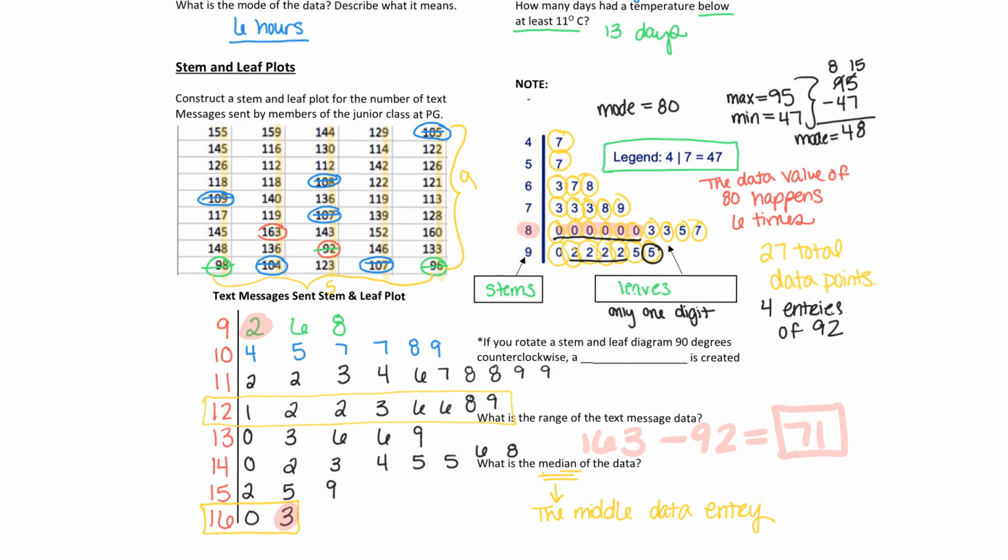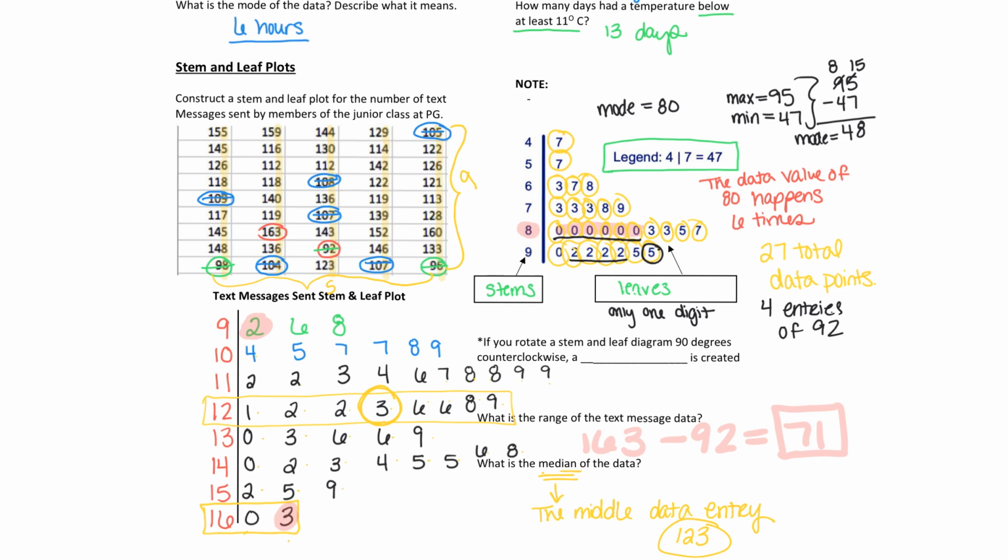I'm going to count from 92 and count those leaves till I get to 23. So we've got 1, 2, 3, 4, 5, 6, 7, 8, 9, 10, 11, 12, 13, 14, 15, 16, 17, 18, 19, 20, 21, 22, 23. That's my 23rd. I should have 22 on the right side, so I'm going to check: 1, 2, 3, 4, 5, 6, 7, 8, 9, 10, 11, 12, 13, 14, 15, 16, 17, 18, 19, 20, 21, 22. Again, I'm just checking to make sure. So my median is 123 text messages.